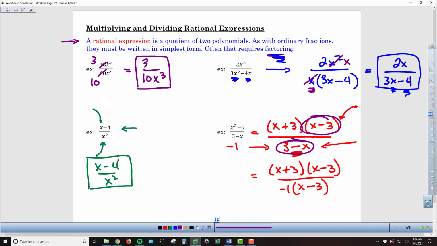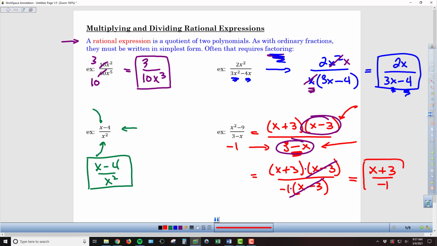So if we factor out this -1, now we do have a common term in the top and the bottom. So this entire factor, this entire x minus 3 that's in this set of parentheses can be factored out, since it's connected by multiplication to the x plus 3 in the top, and it's connected by multiplication to the -1 on the bottom. And so then our end result here, we end up with just x plus 3 on the top over -1 on the bottom.